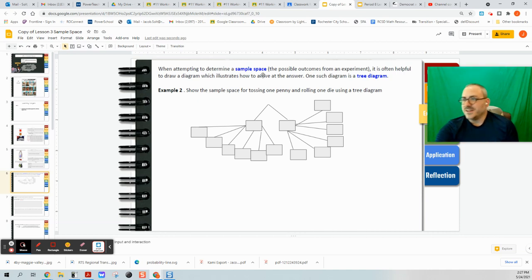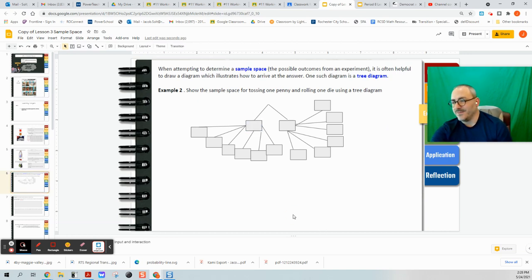When attempting to determine a sample space, the sample space is the possible outcomes from an experiment. It is often helpful to draw a diagram which illustrates how to arrive at the answer. One such diagram is a tree diagram. It looks like this. In this example, we're going to show the sample space for tossing one penny and rolling one die using a tree diagram.